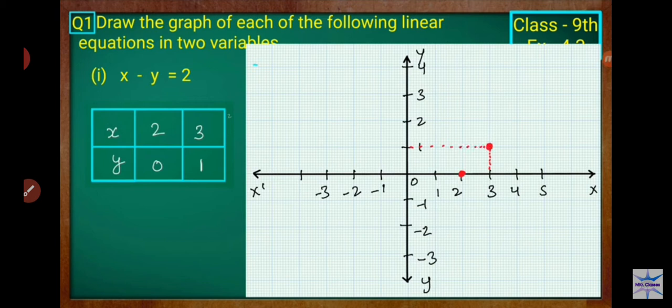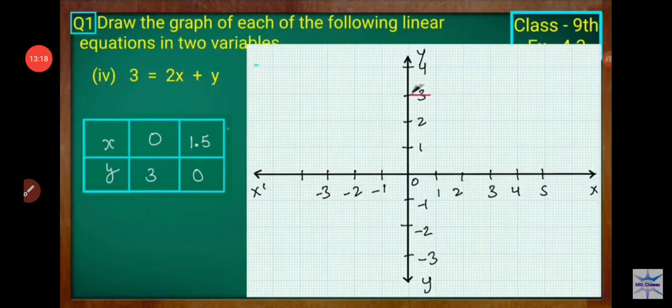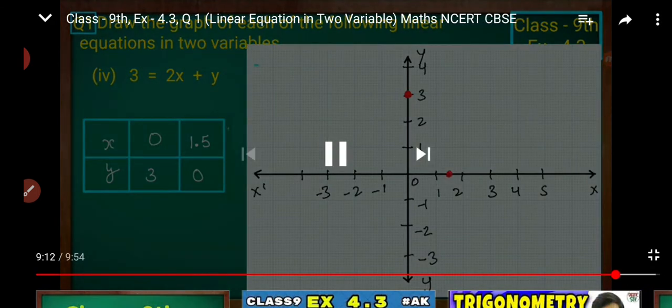Now take and understand, this type you have to draw the line. Okay, so the fourth one is, if x is equal to 0, then y is equal to 3, and if y is equal to 0, then x is equal to 1 by 1.5. Okay, and draw the points on the Cartesian plane.